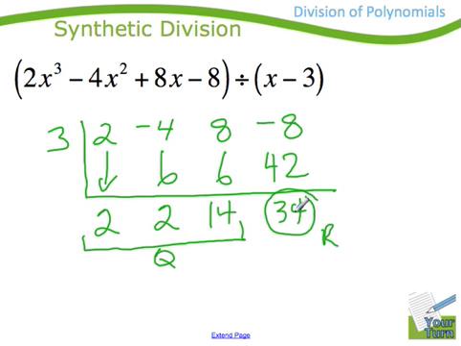So if the remainder comes out to be a number other than 0, what that means is that this number, or this, doesn't divide evenly into this polynomial. Or in other words, this is not a factor because it doesn't divide evenly.